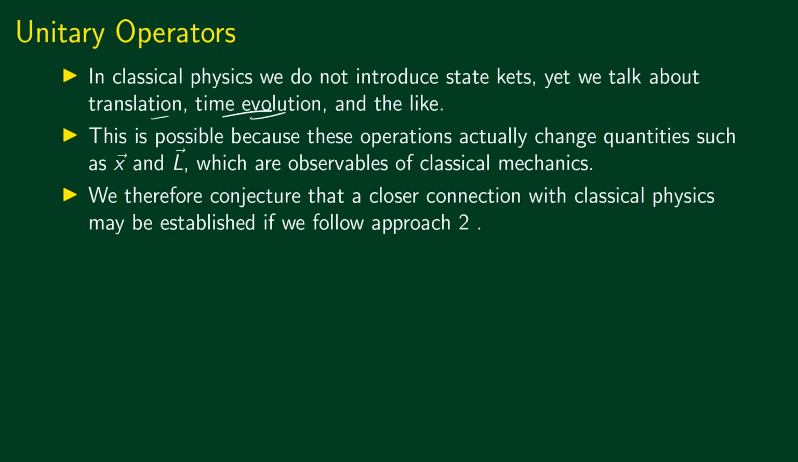We talked about how these quantities changed under certain transformations, whether translation or rotation or time evolution, etc. So maybe we can find a closer connection between quantum mechanics and classical mechanics if we use approach 2, because approach 2 looks more like classical mechanics. At least it looks more similar to what we have done in classical mechanics. We therefore conjecture that a closer connection with classical physics may be established if we follow approach 2.